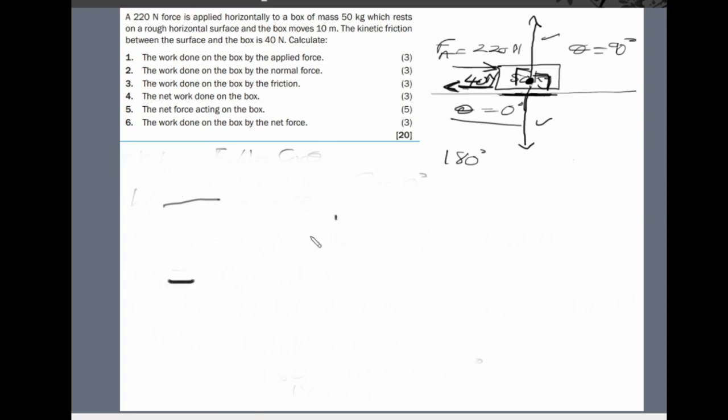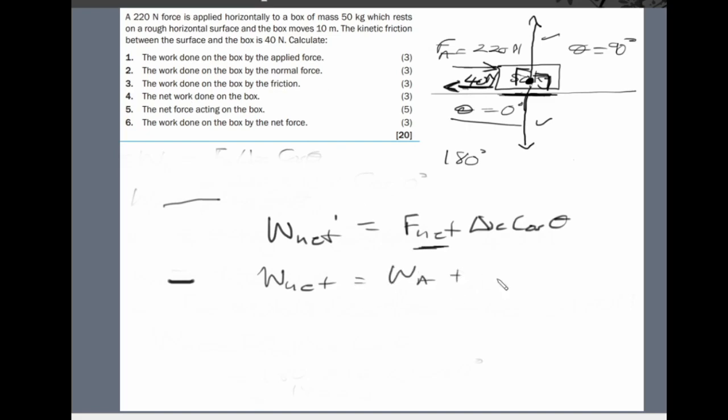So the way to calculate net work, you can say W net is equal to F net delta x cos theta, where F net here is the sum of the applied force and the frictional force. Or you can say W net is the work done by the applied force plus the work done by the frictional force. These two will give you the same answer.